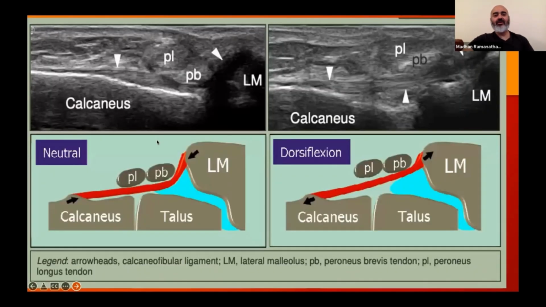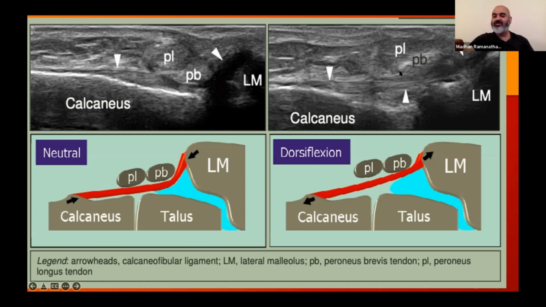If you look across the calcaneofibular ligament, along with evaluating it, you can also evaluate the peroneus brevis and peroneus longus tendons, and look at the integrity of the ligament. In this schema, in a neutral position, the calcaneofibular ligament is slack, because in neutral there is no stress going through it. But with active dorsiflexion, the ligament tautens across the lateral malleolus, talus and calcaneus, where you can see a nice hyperechoic line on the ligament.